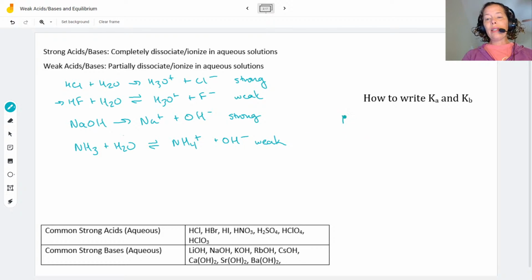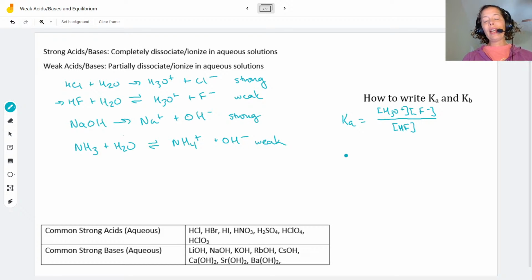So when you write an equilibrium constant, of course, you're going to put concentration of products over concentration of reactants. So again, if I'm looking at this hydrofluoric equilibrium here, this is going to be the concentration of the hydronium ion times the concentration of the fluoride anion over the concentration of hydrofluoric acid. That is an H. It kind of looks like a 4.